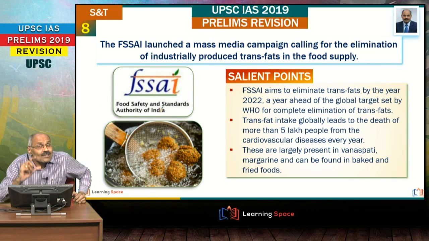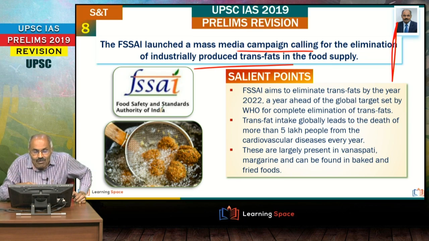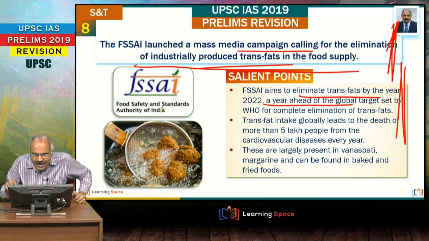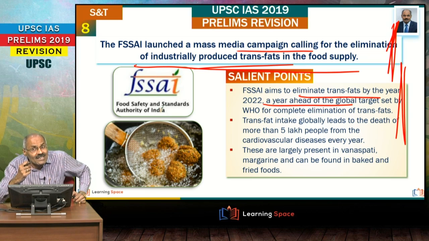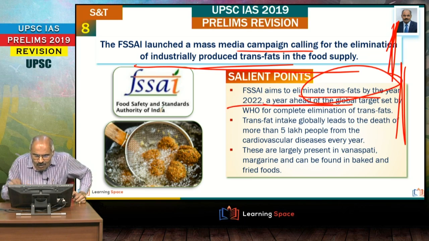And now let us look at the FSSAI campaign. It launched a mass media campaign for the elimination of industrially produced trans fats in the food supply. That means it aims to eliminate trans fats by the year 2022. We have seen the Replace campaign is to eliminate by 2023 or to reduce it to less than 2% by 2023, and now FSSAI, which is the food regulator, wants to eliminate by 2022, right?